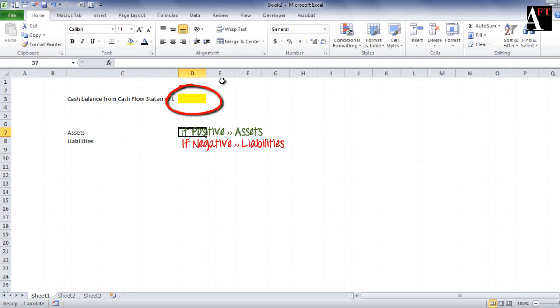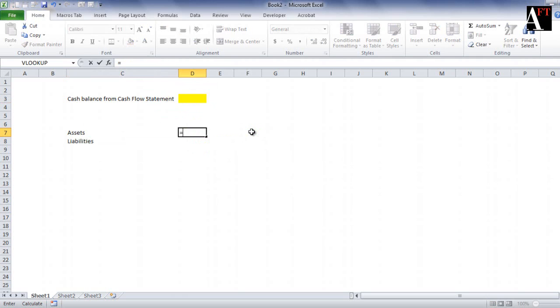So depending upon whether the number here is positive, either assets get populated, or if it's negative, then the liabilities get populated. So let's start with an if formula. If the number, that is the cash balance above, is more than or equal to zero, then assets get populated, otherwise it is zero. So for example, if this number is 100, assets will have $100 of cash there.